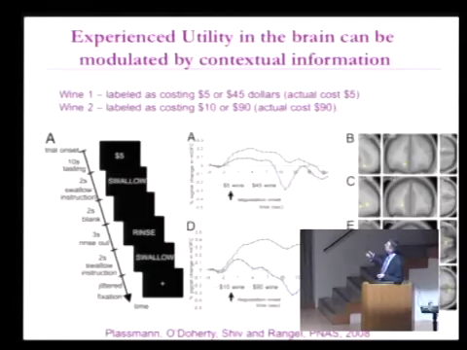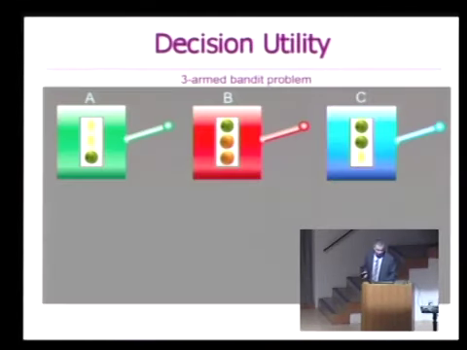So what that suggests is that our experienced utility isn't just something that's objective. It's not something that is immutable. It's something that's very much influenceable by various factors, such as how much something costs. So let's get back to decision-making, because that's what the talk is meant to be about. So we know that there's this part of the brain that represents experienced utility.